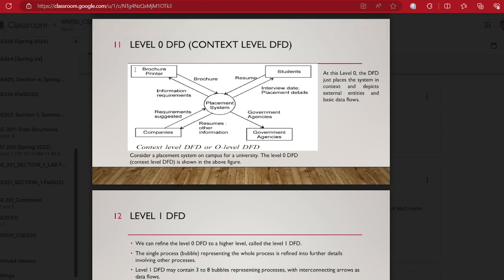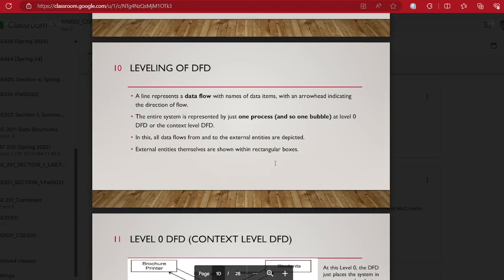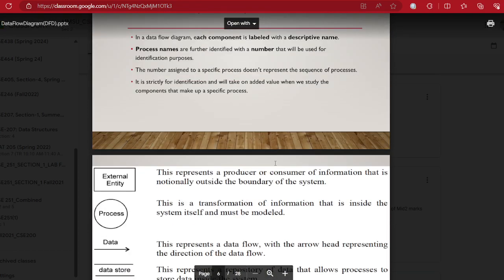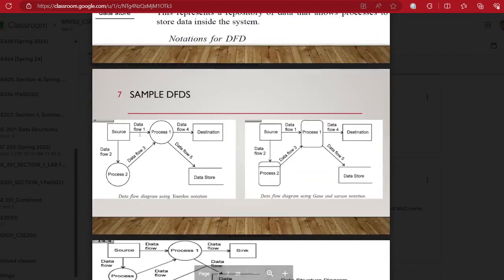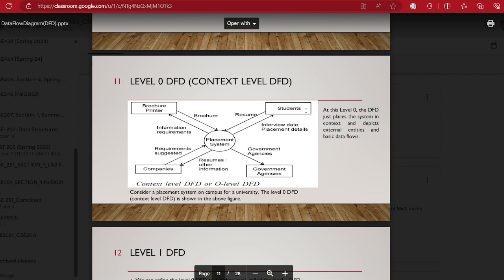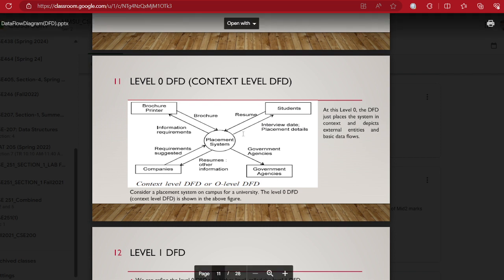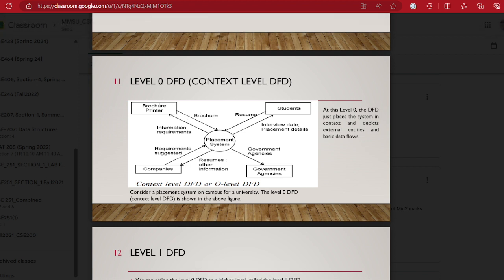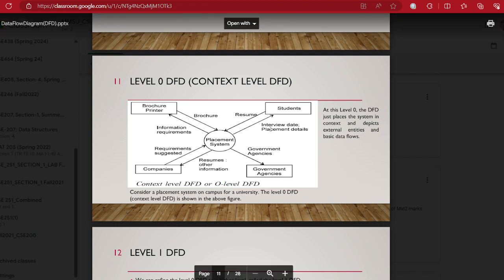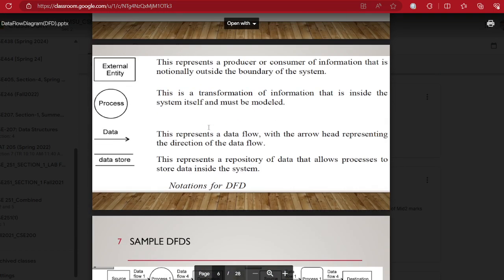So basically we present these companies, brochure printers, students and government agencies as our, so squares were used for what purpose? Entity. So we can say that these are our entities, right? Brochure printer is our entity, students is our entity, government agencies is our entity, companies is our entity. And with the data flow, we are basically presenting what data is flowing from this entity to this. This is the process, right? So circle is used to indicate process.